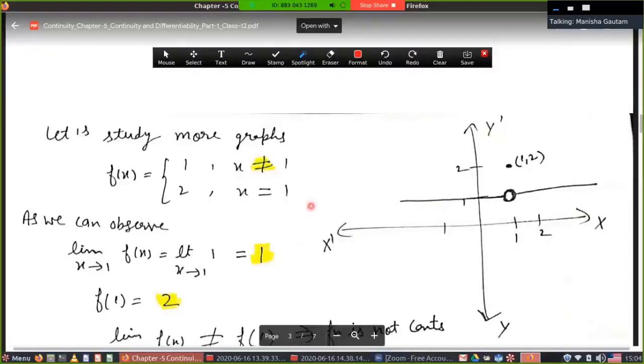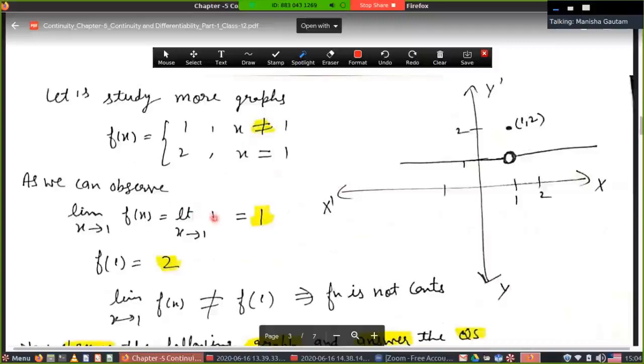Because at x is equal to 1, the value is 2. But when you approach from the left hand side, it is 1. When you approach from the right hand side, again it is 1. But when x is 1, then y is equal to 2. It means the limit is 1, and the value at x is equal to 1 is 2. So the limit and the value at x is equal to 1 are not equal. So the function is not continuous. You can observe it from the graph, and you can also do this question numerically like this.